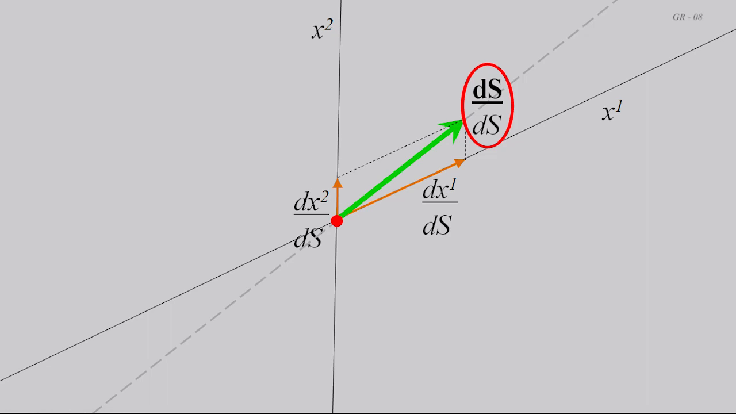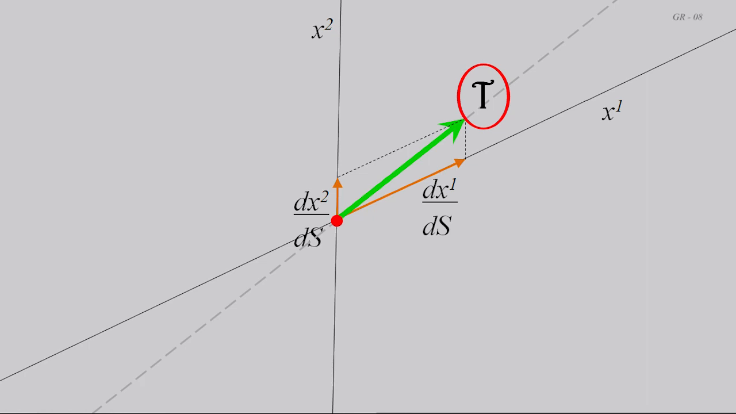Also, it has unit size. It's a vector divided by its own size. In other words, it is a vector of unit size with no dimensions. It is a tangent vector, and it is the tangent vector of the trajectory at that point. And we'll write this tangent vector using this curly T.